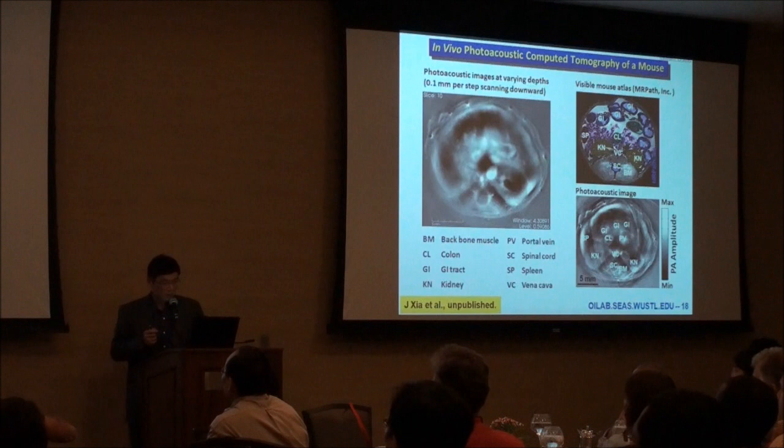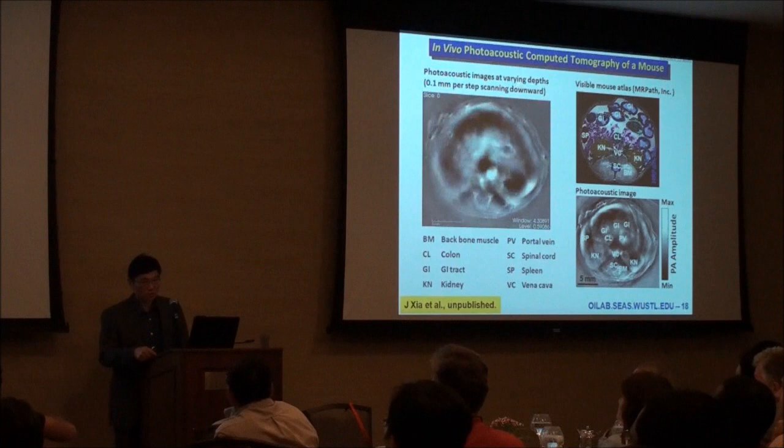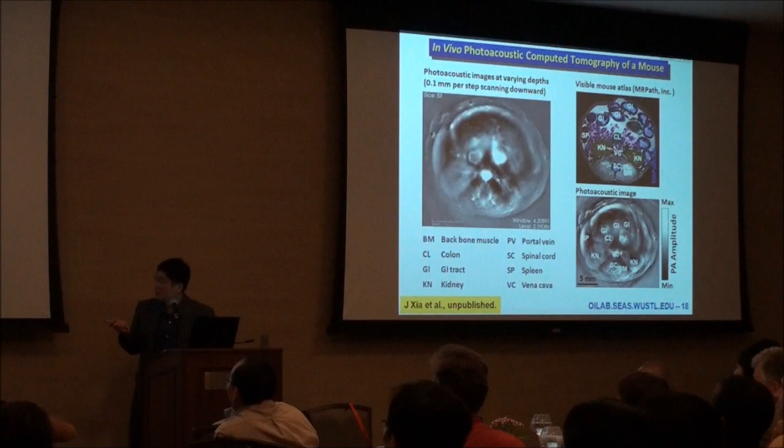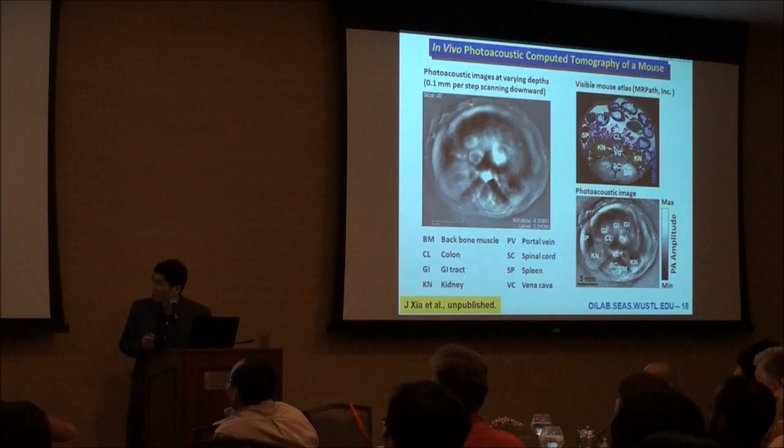And this is more recent data, and we're trying to get full body 3D images. So we're scanning along the trunk of the spinal, and you get different cross-sectional images shown here. You can see how well we delineate the internal structures of the spinal. And this is a still shot, one of the frames here. You can see kidney, GI tracts, and colon, right, and a few other organs. So this is getting very exciting.